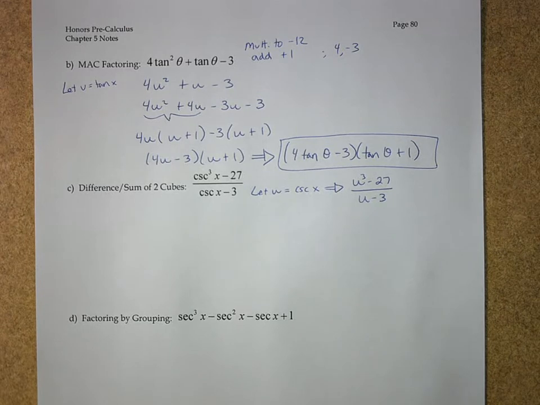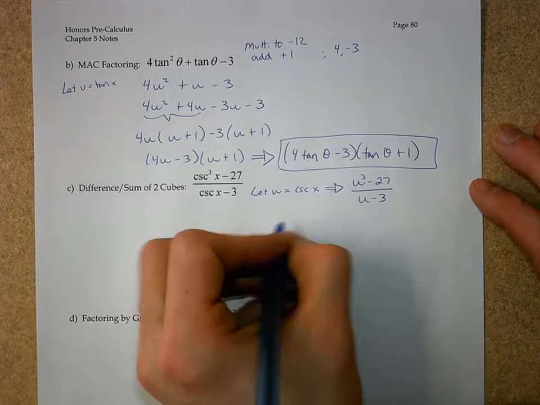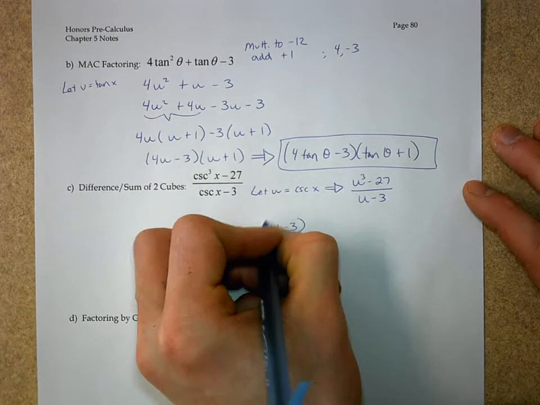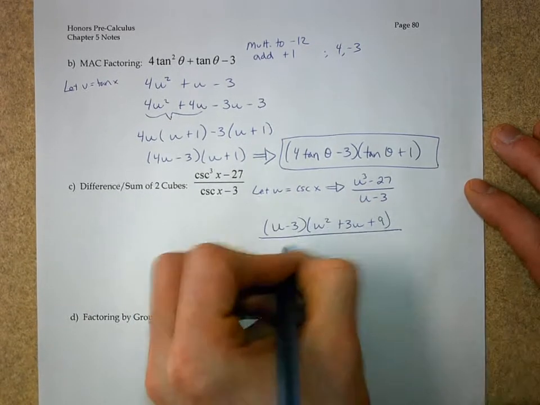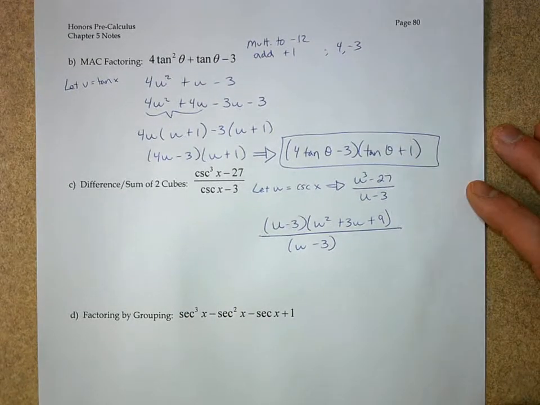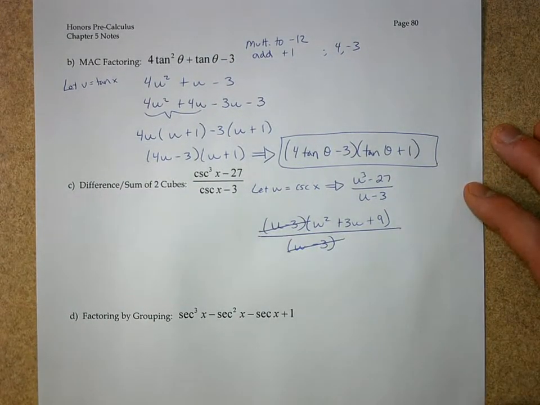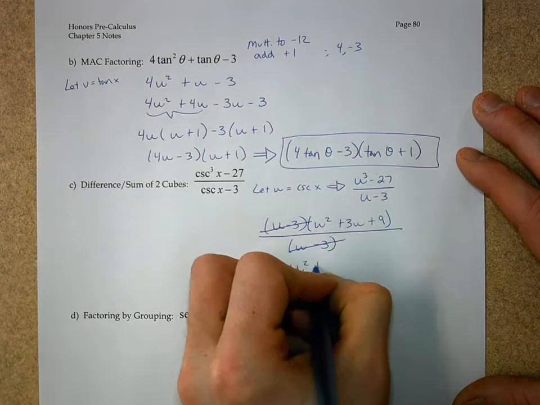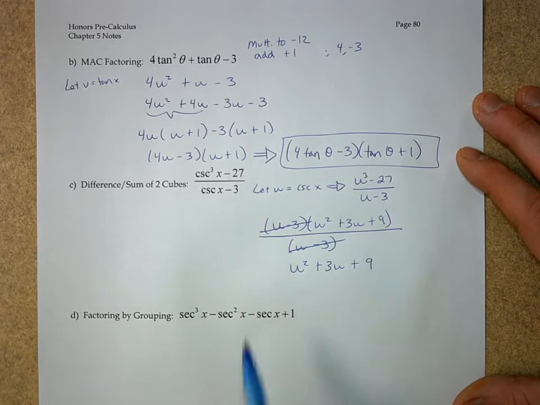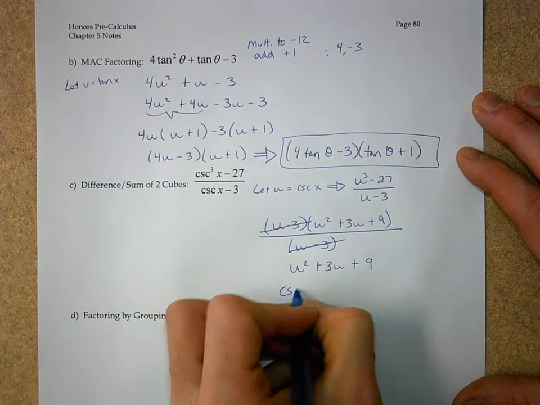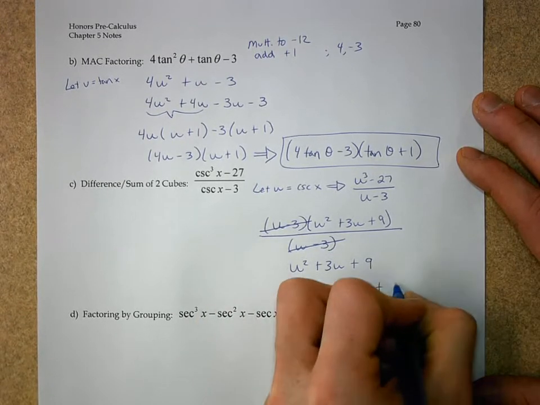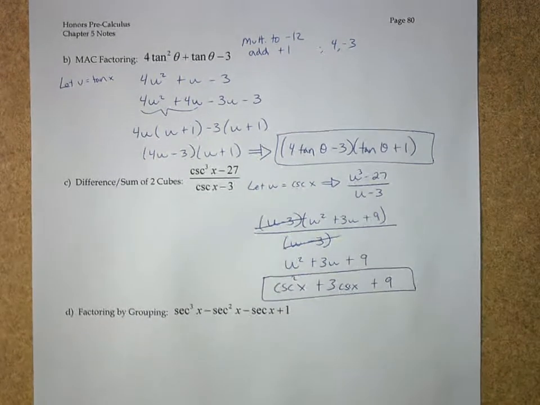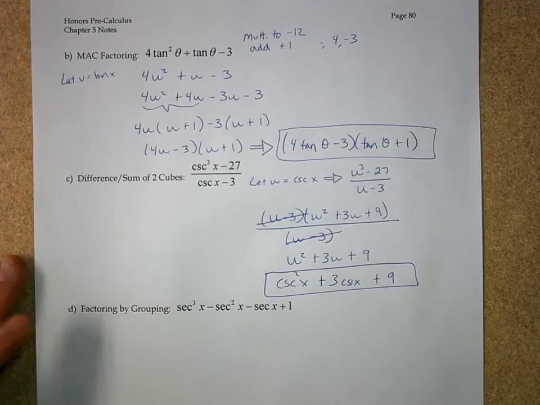And you can either use synthetic division, you could use long division to figure out how these two pieces would divide out. But when you work it all out, you end up with u minus 3 and then u squared plus 3u plus 9 all over u minus 3. Those guys will cancel out. So we're left with u squared plus 3u plus 9. And we said originally that u was the cosecant of x. So cosecant squared of x plus 3 times the cosecant of x plus 9 is how that sum or difference of two cubes simplifies down.